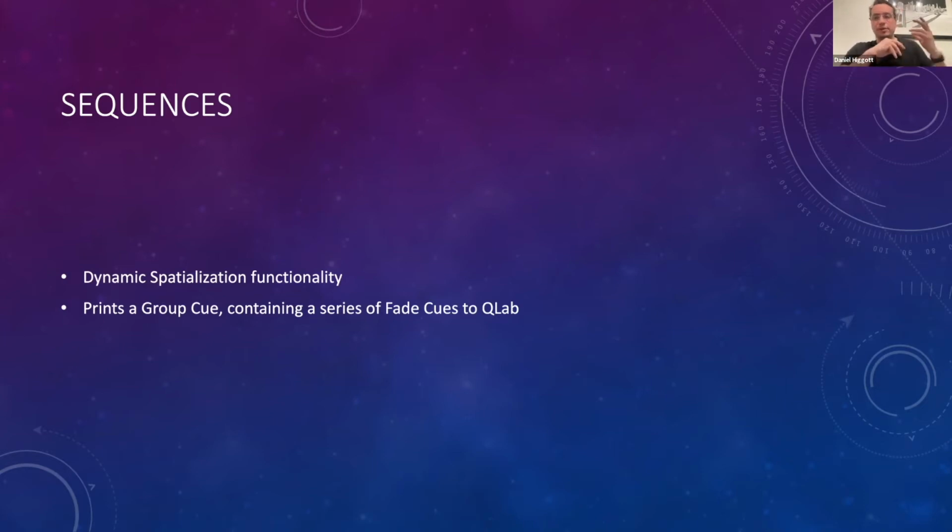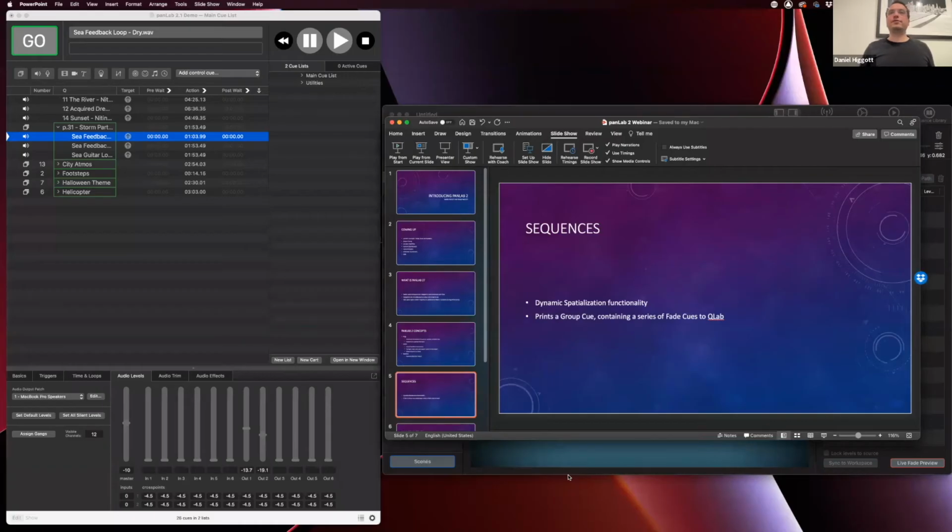So how do we do that? How do we actually manipulate a cue and move it around? We create a group cue, which is the sequence, and it contains a series of fade cues, which is points in the sequence that allow us to fade between different levels and move the sound around in that way. So let me demonstrate how that works.